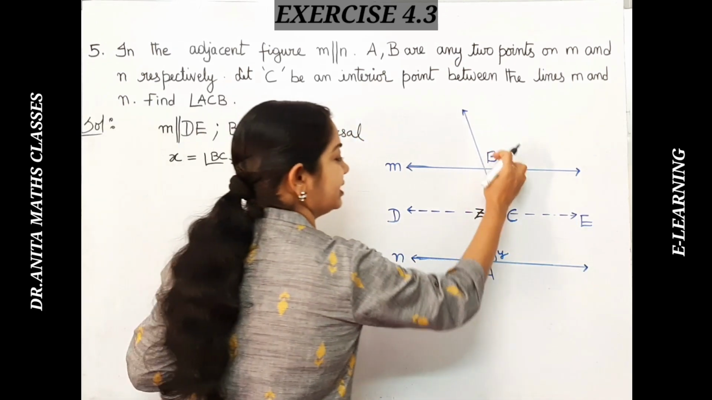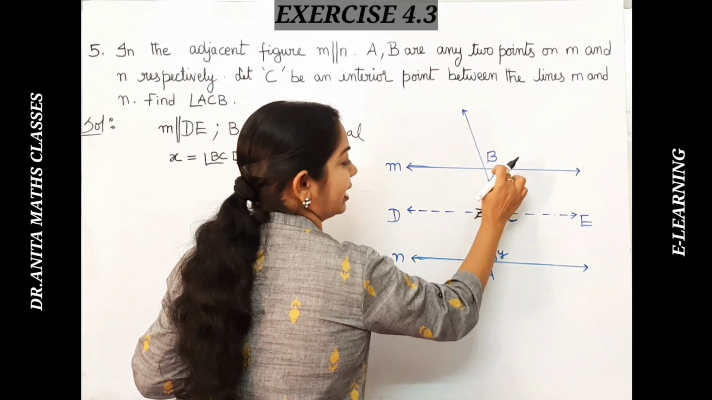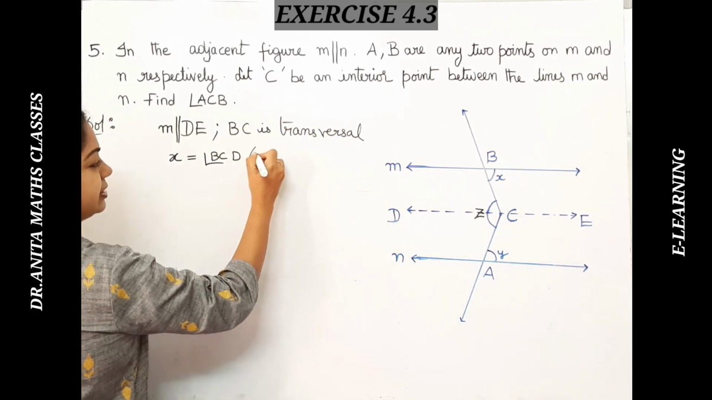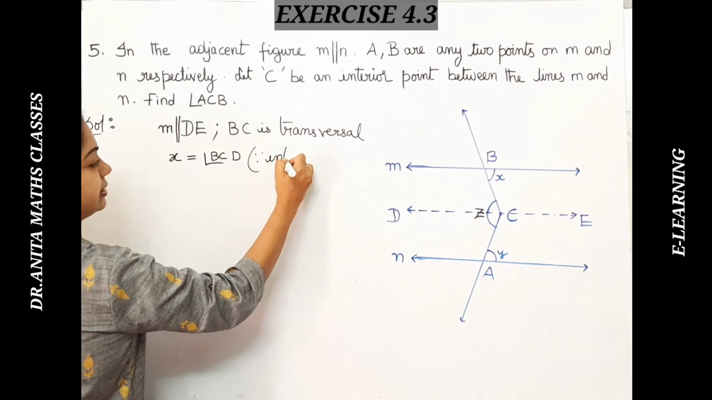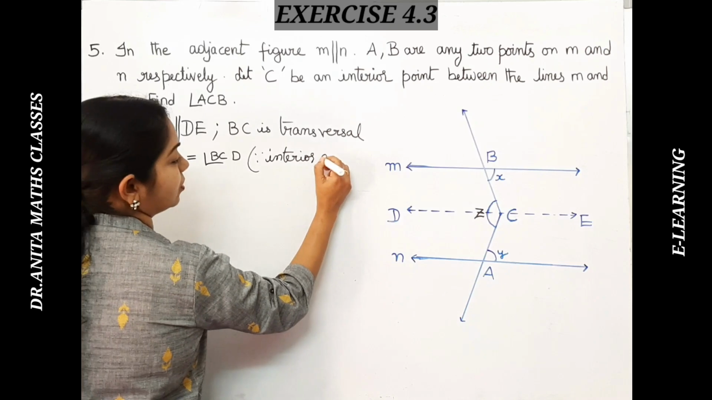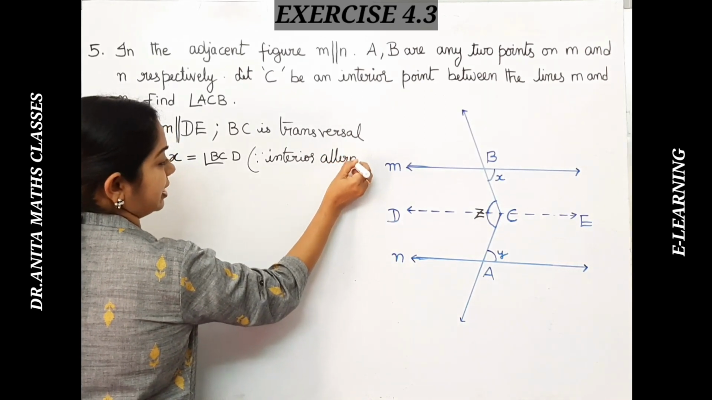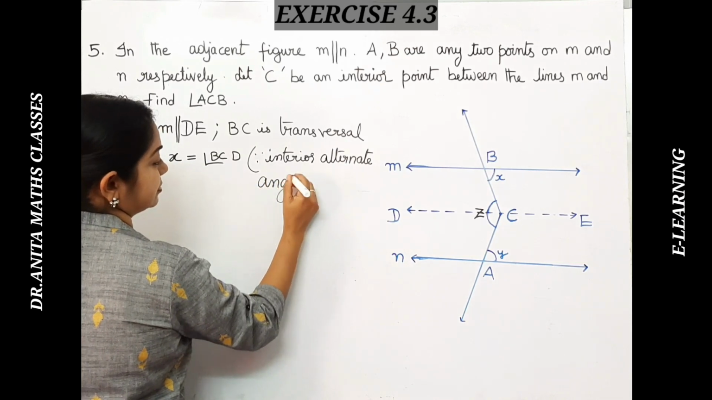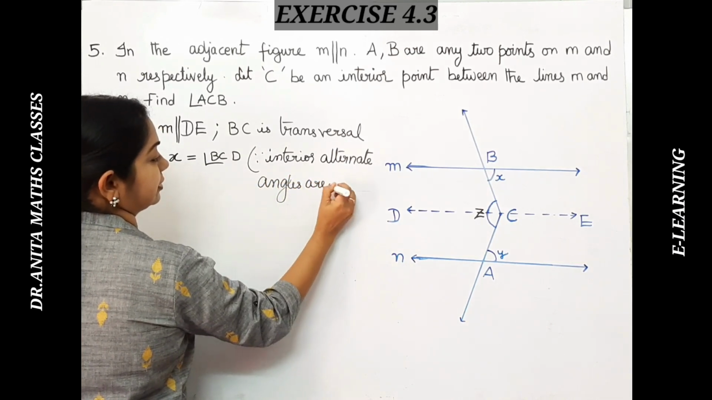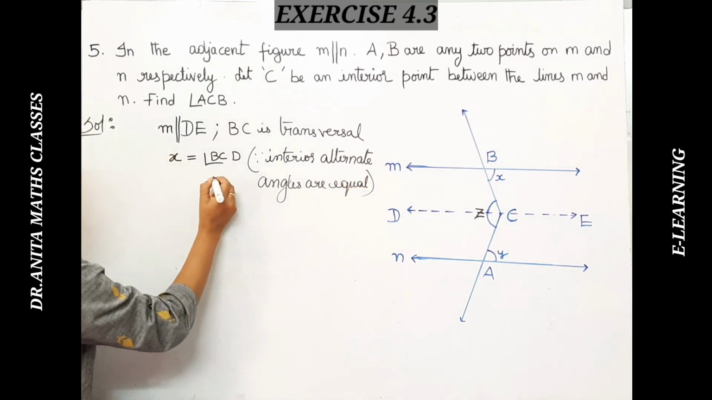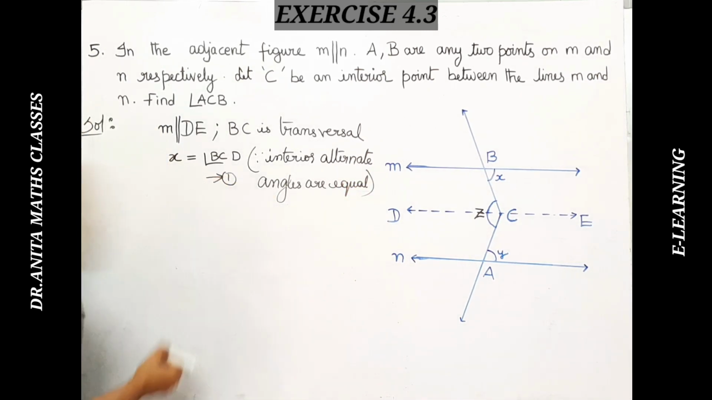But this part BCD and this angle X are called alternate interior angles, not opposite, alternate angles are equal. So we got this. Let me suppose this as equation 1.